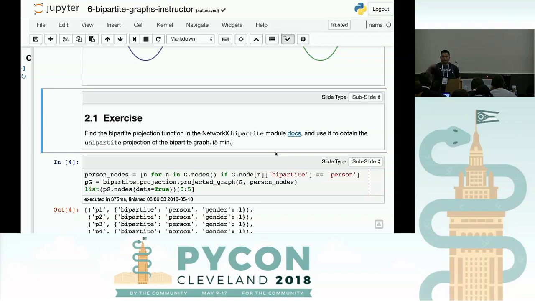So in order to compute the bipartite projection onto one of the node sets, you first have to collect the nodes from that first node set. And then you pass that in to the NetworkX projected graph function. So this is the way that we use it.